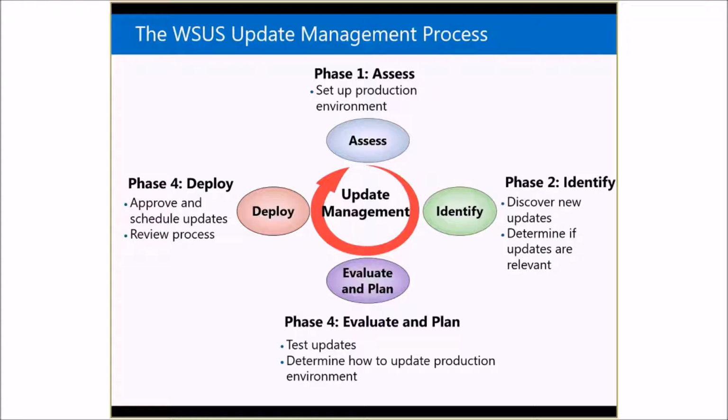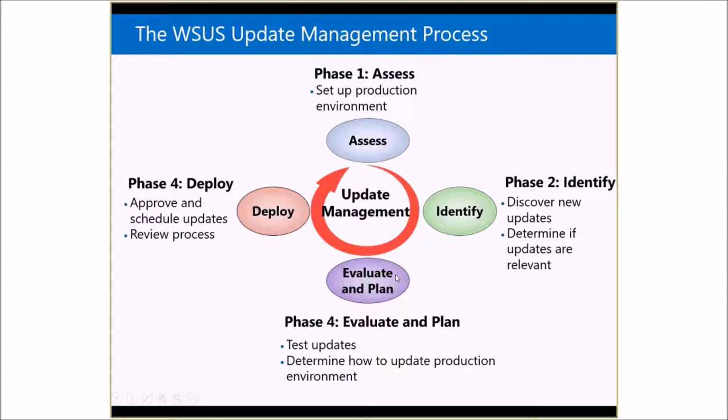So with the WSUS update management process, there's a couple of phases, and let's have a look at this diagram. Phase 1, assess, set up the production environment. Phase 2, identify, discover new updates and determine if the updates are relevant. So obviously this is setting up the environment. This is where our WSUS server is actually downloading all the updates from Microsoft Updates. And as administrators, we determine which ones are applicable or relevant.